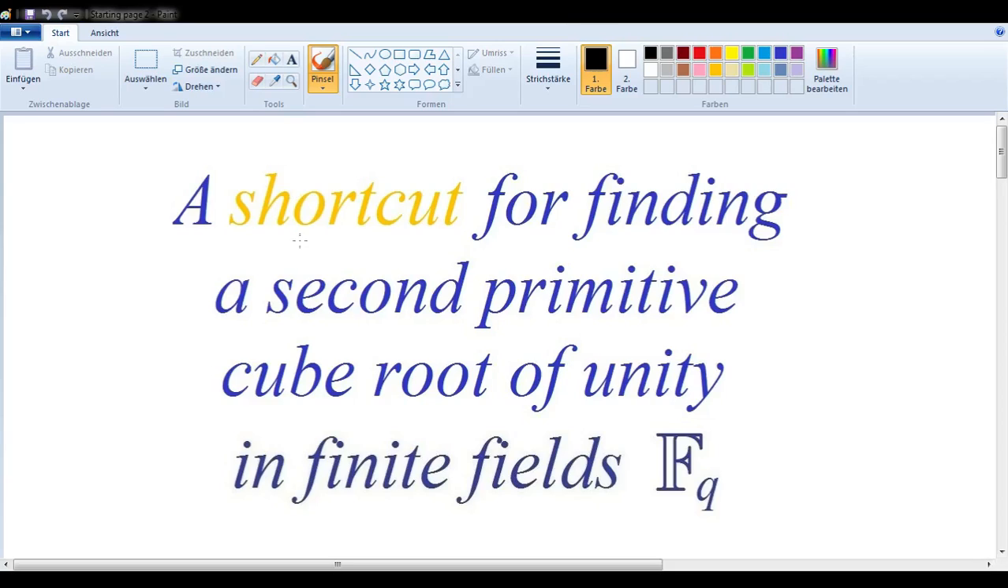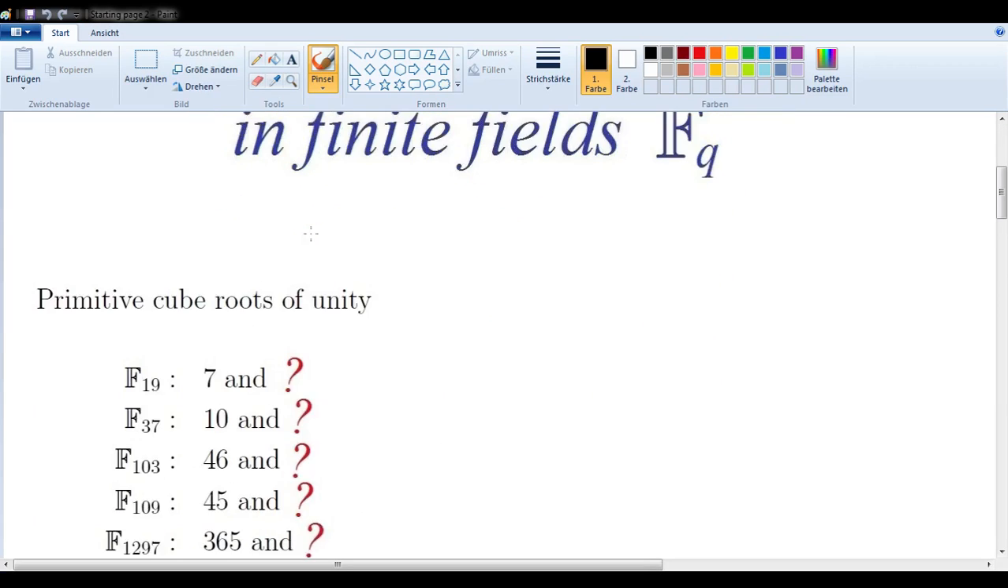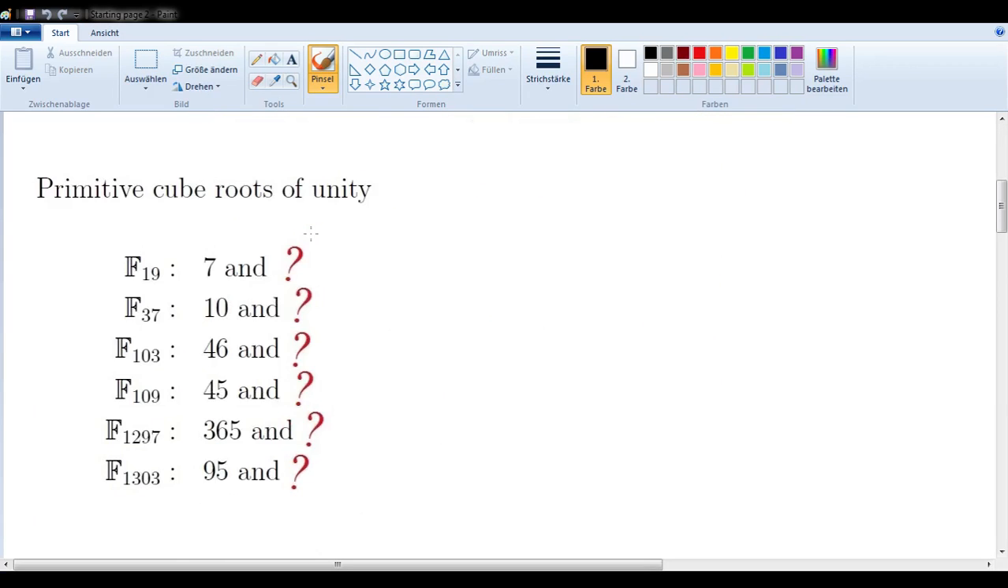In this video, we want to talk about a shortcut for finding a second primitive cube root of unity in finite fields. That is, given a first primitive cube root of unity, we can find the second one. So let's take a look at a couple of examples. And before we get to the shortcut, let's see how we might otherwise do this.